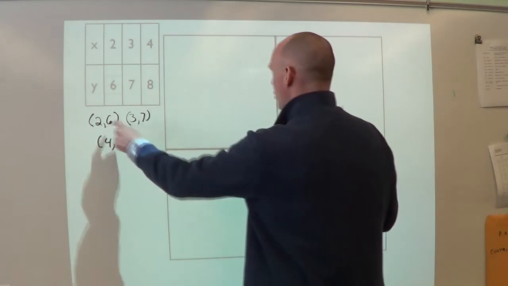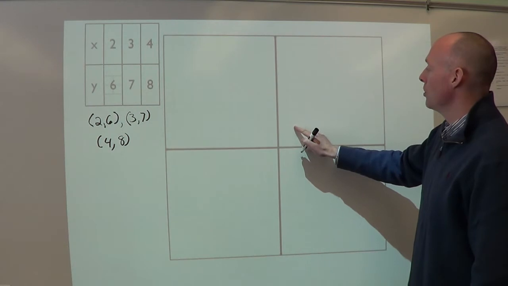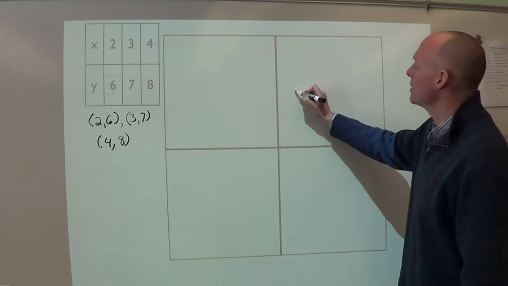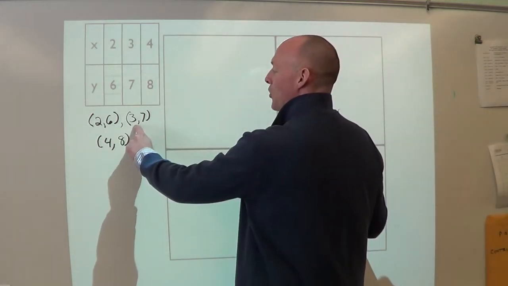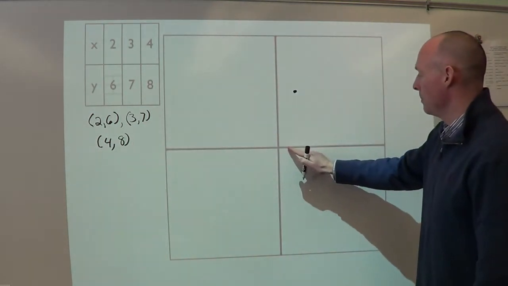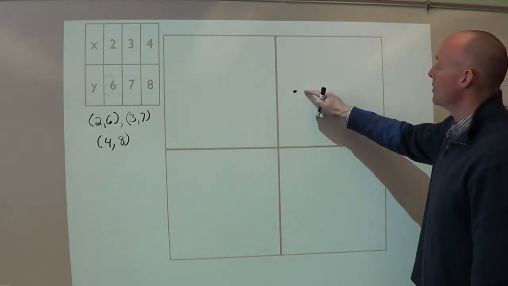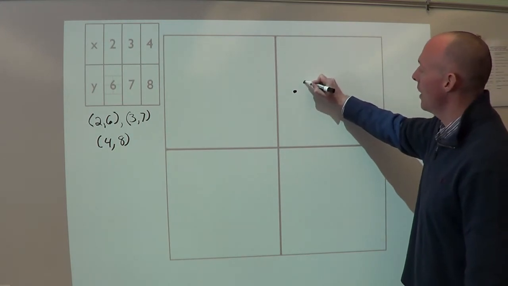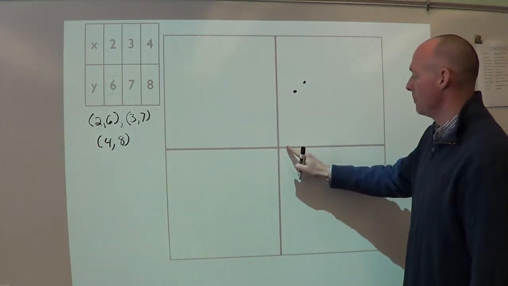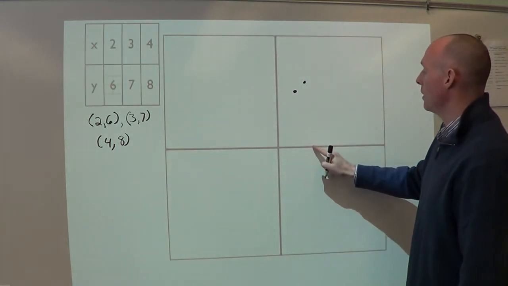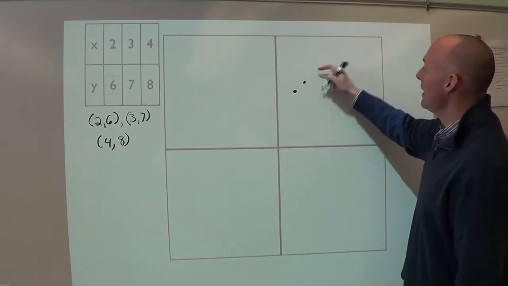So our first one is 2, 6. I go over 2. 1, 2. Up 6. 1, 2, 3, 4, 5, 6. Perfect. The next one is 3, 7. So I go over 1, 2, 3. And I go up 1, 2, 3, 4, 5, 6, 7. Okay. Our next one is 4, 8. So I go 1, 2, 3, 4. And 1, 2, 3, 4, 5, 6, 7, 8.